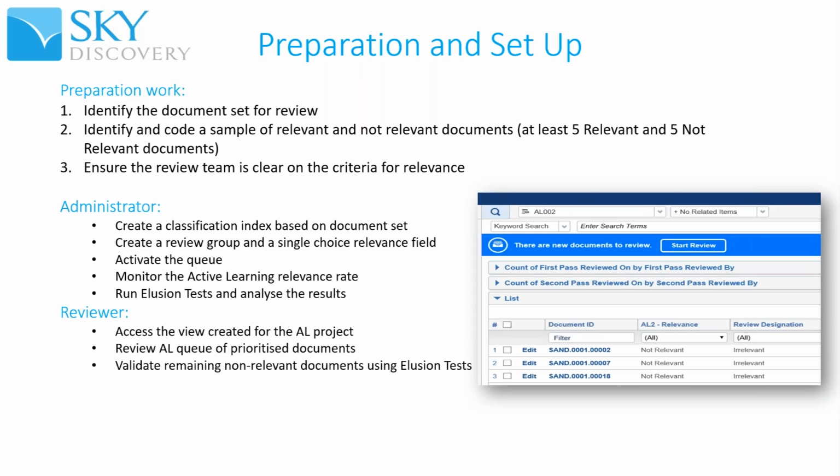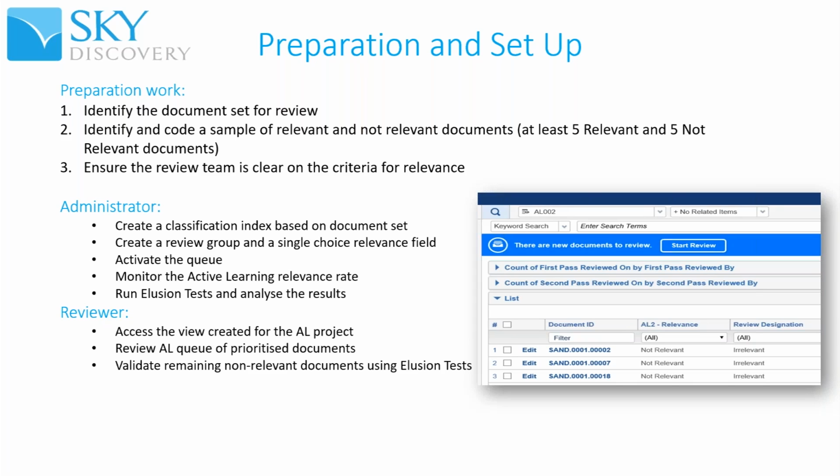From an administrator point of view, a classification index, the analytics index, needs to be prepared based on the document set. This uses the extracted text from the documents for Active Learning to do the learning and the ranking. A review group needs to be created, so we know which reviewers have access to the project, and there needs to be a single choice relevance field that reviewers can simply code as relevant or not relevant. Then the next stage is to activate the Active Learning queue and monitor the relevance rate, which we'll touch on in a bit.